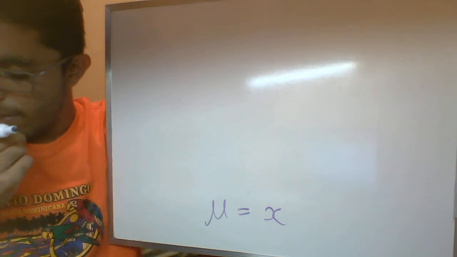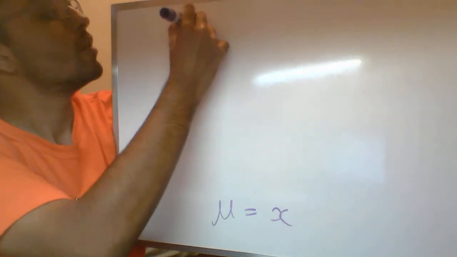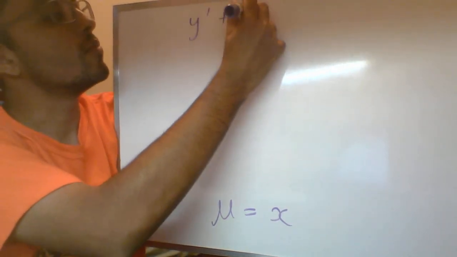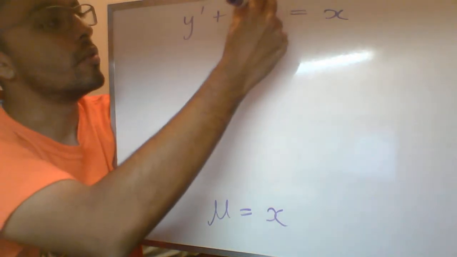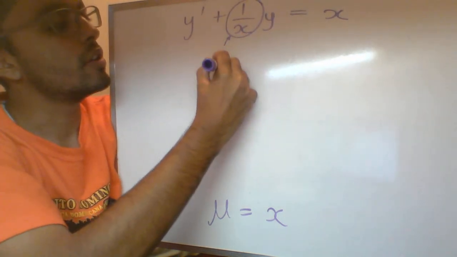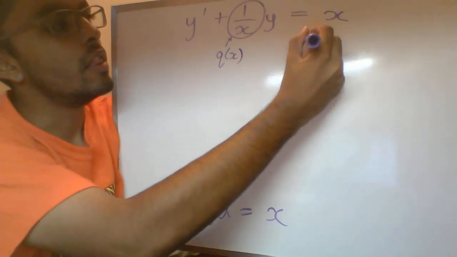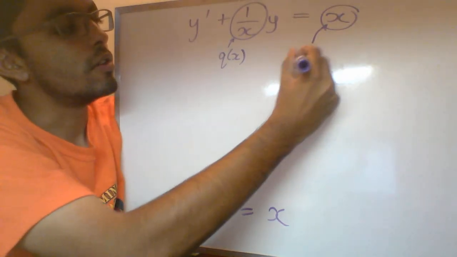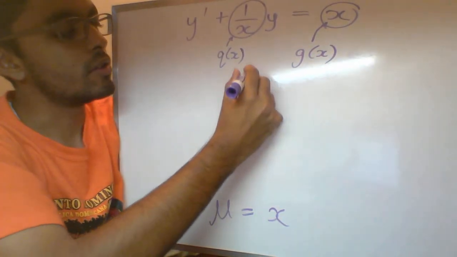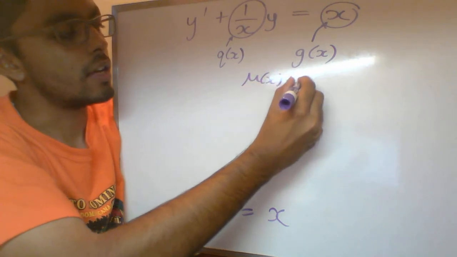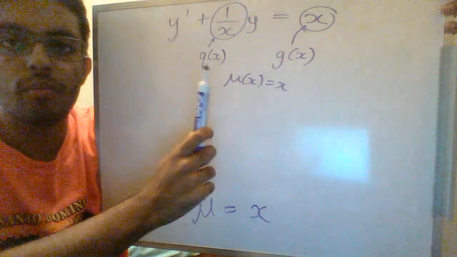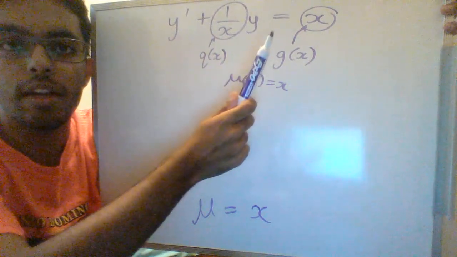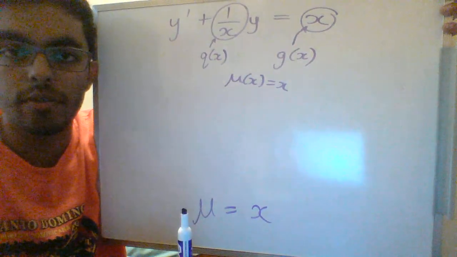I'm just going to throw up the equation one more time. We had y prime plus 1 over x times y is equal to x. So this right here was our q of x. This right here was our g of x. And now we also know mu of x is equal to x, right? And so I'm going to turn off the light because we're up there. So y prime plus 1 over x times y equals x. That's what we had in the original question.